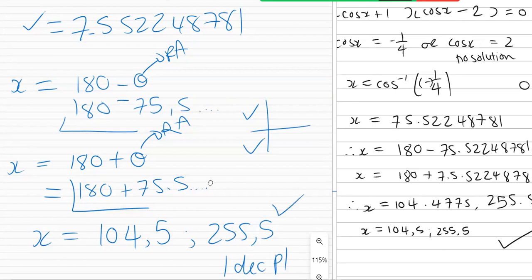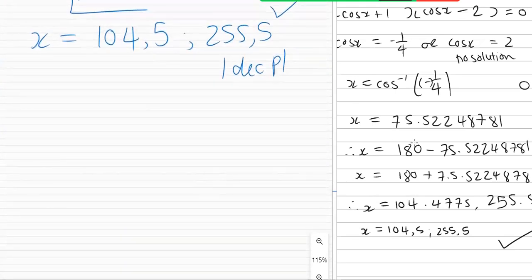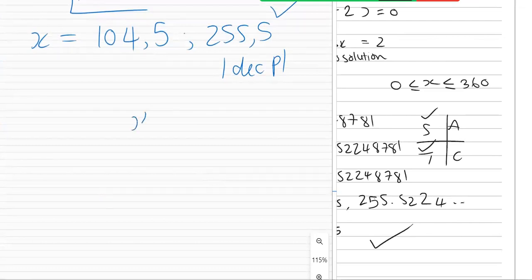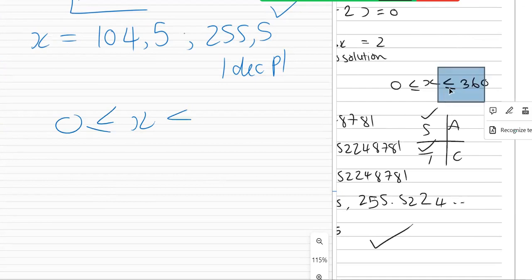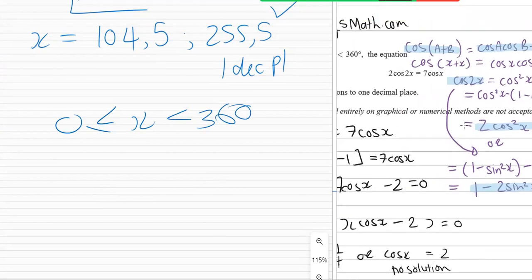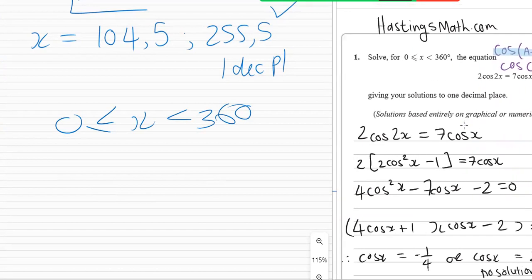But just for the last step using this method, remember you had a restriction that our x could be, and I think this is not including 360. I'll just go back and check in the question. Yeah, it should be not including 360. So when you're doing this, just check your restriction.